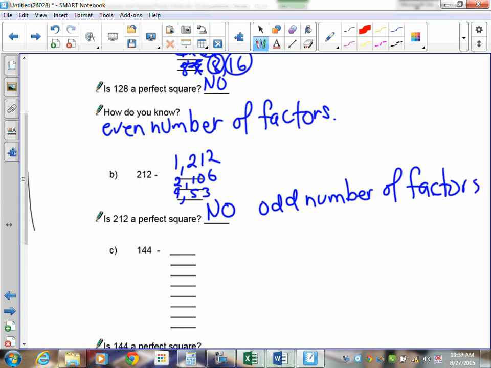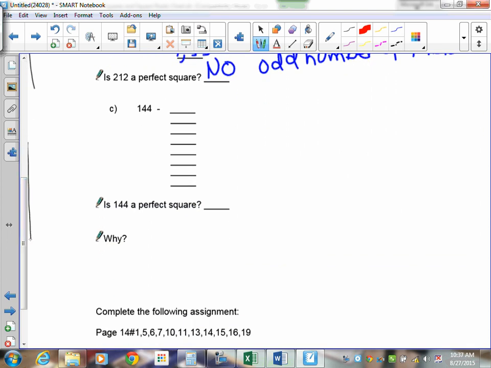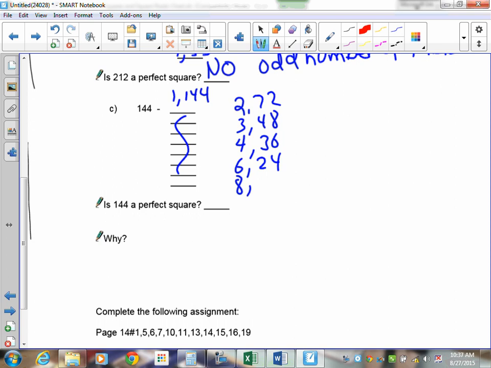All right. What about 144? Well, I'll help you out here. 1 and 144. I'm going to skip these lines, they're too close together. 2 and 72, 3 and 48, 4 and 36. 5 does not go in, but 6 does, 24 times. 7 does not go in, but 8 does. 9 goes in, and 12 times 12.